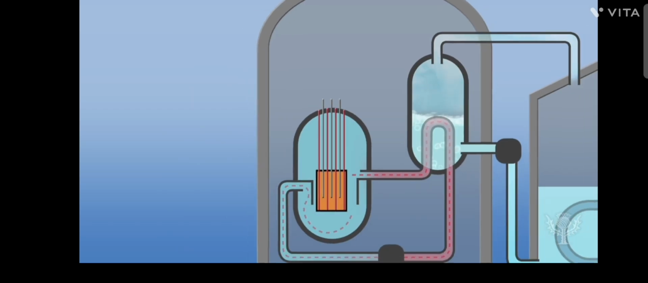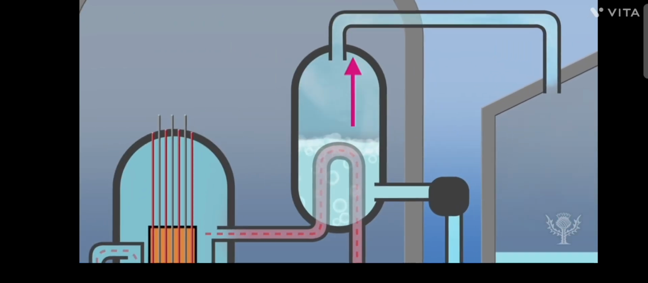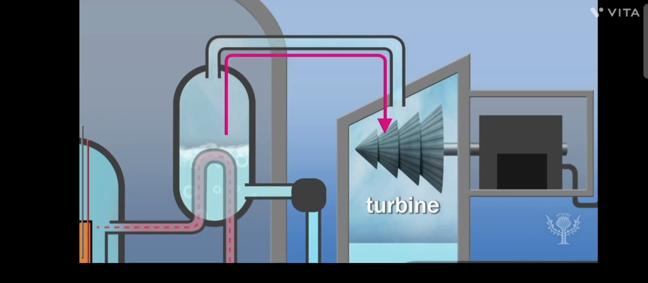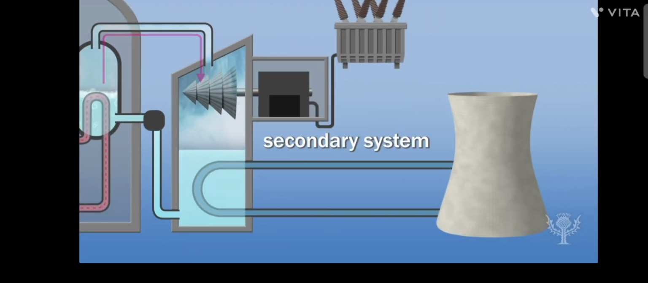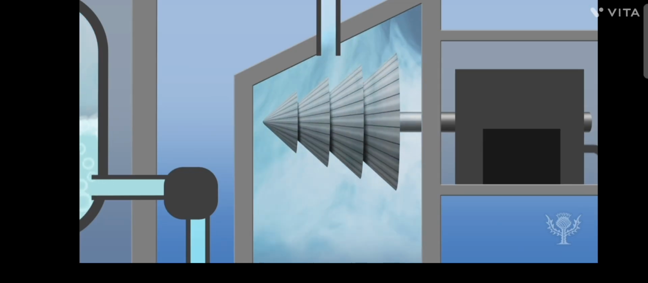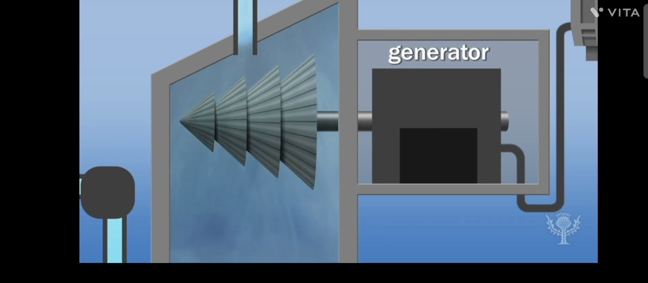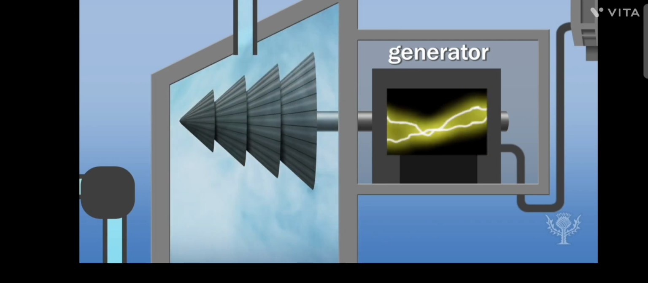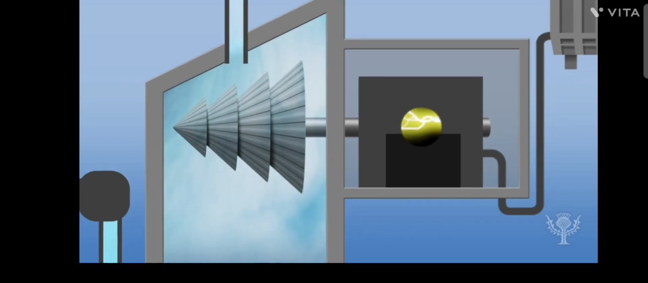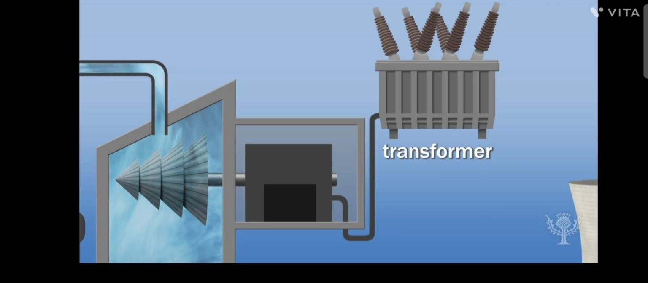The system has two separate water loops: the primary loop, which circulates pressurized water through the reactor core to absorb heat, and the secondary loop, where steam is generated to drive a turbine and produce electricity. The heat transfer creates high-pressure steam in the secondary loop, which is used to spin a turbine and generate electricity. This electricity is transferred over long distances through a transformer.